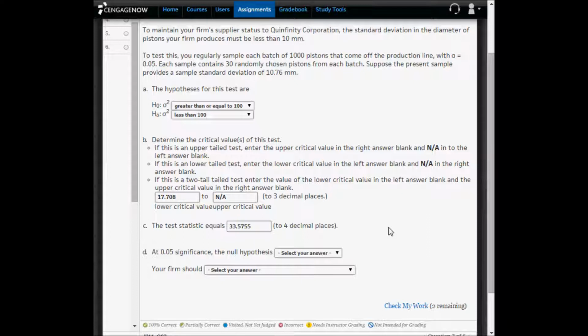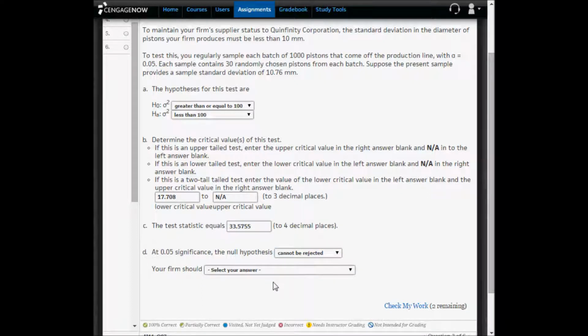So remember, this is a lower tailed test. In order to say that the alternative is true, the test statistic has to be less than the critical value. That is not the case. So at 5% significance, the null hypothesis cannot be rejected.